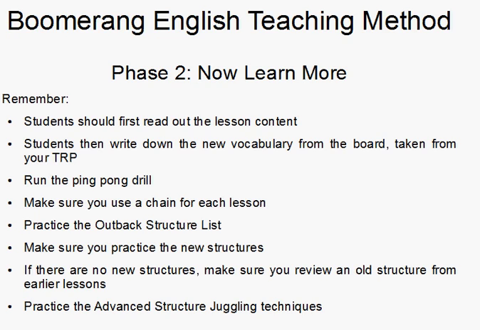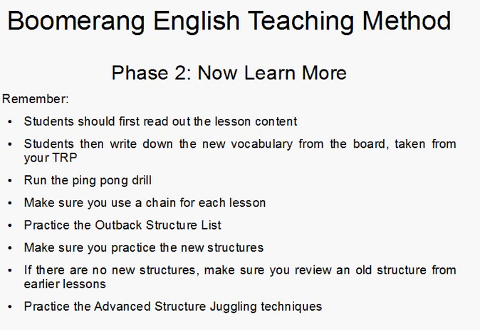And the next point that you can see here is if there are no new structures, you make sure you just review an old structure from earlier lessons, again using the Outback list, or just flip back through your teacher's pack and just say, okay, we're going to review this. It's very important to have a structure in each lesson. And the last thing you can see here on my list, practice the advanced structure juggling techniques. Basically, I'll explain that later. All of this will be explained later in more detail.